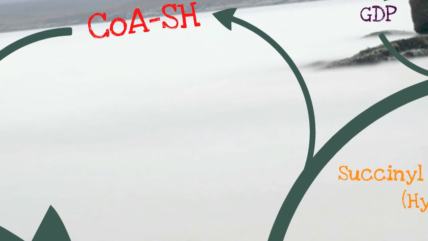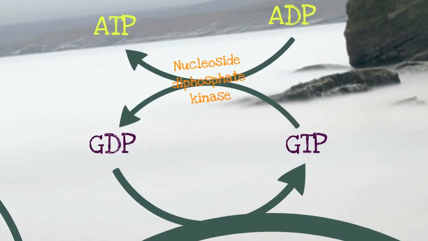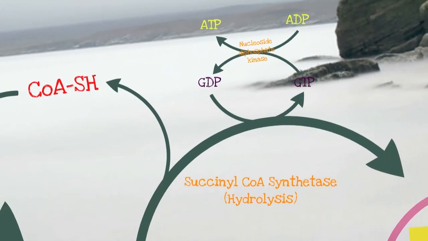Cleavage of CoASH requires the substrate-level phosphorylation of GDP to GTP. This in turn allows the phosphorylation of ADP to ATP via nucleoside diphosphate kinase. 1 ATP is produced. This all contributes to a hydrolysis reaction by succinyl-CoA synthetase to produce succinate.